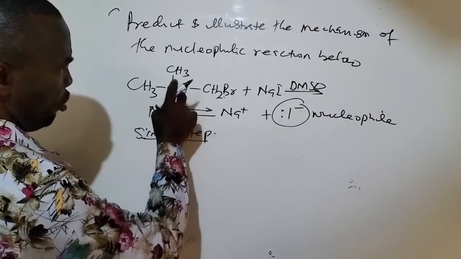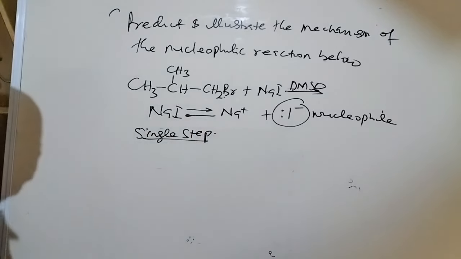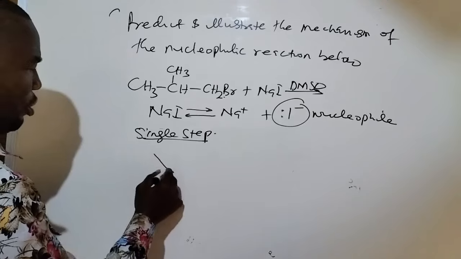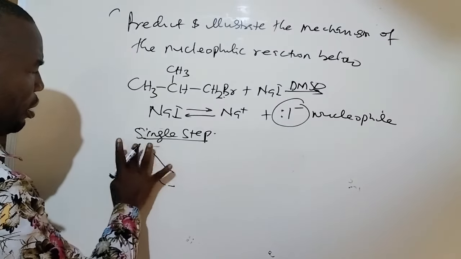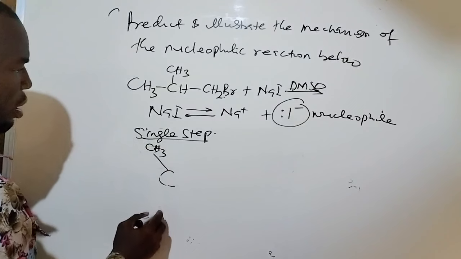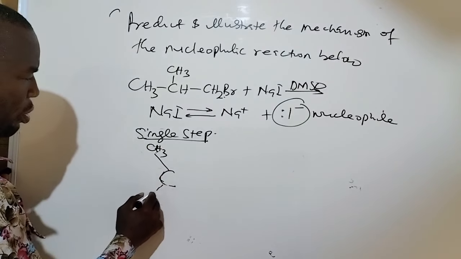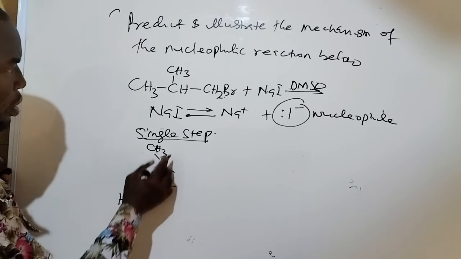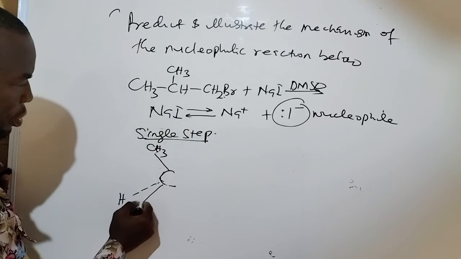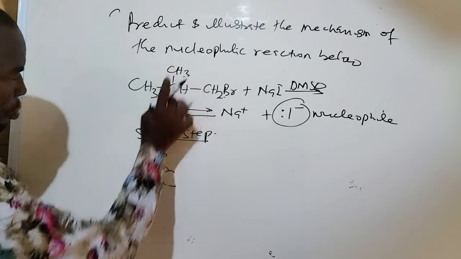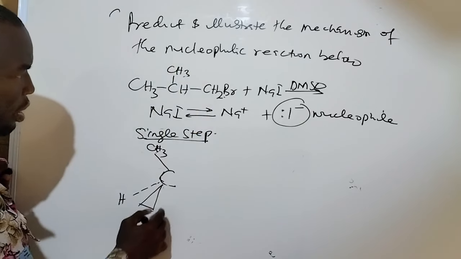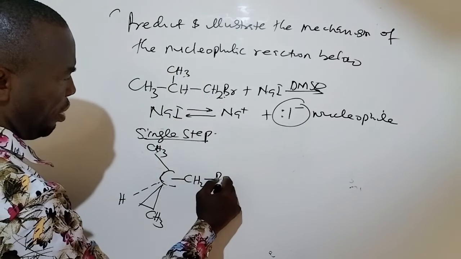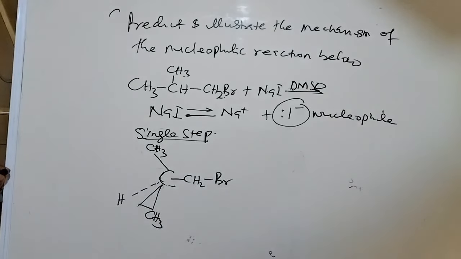So we're going to draw the 3-dimensional structure of this compound, which looks like this: the central carbon, then the methyl group, CH3, there, then hydrogen coming down there, and then this hydrogen and that methyl group will go with a wedge, being a bulky group, and then this group again, CH2, and then Br. So that's the 3-dimensional structure of the compound.